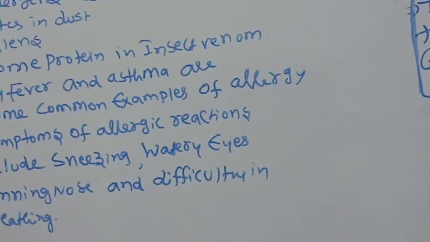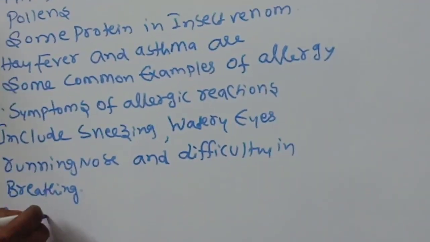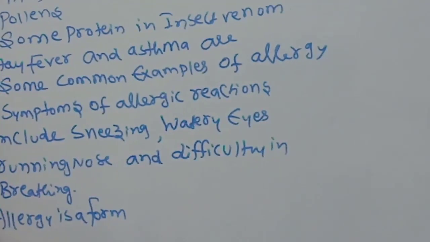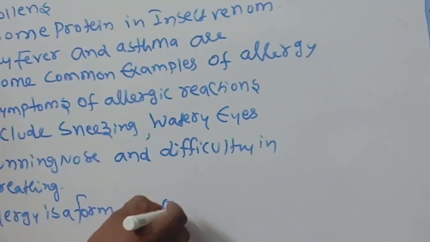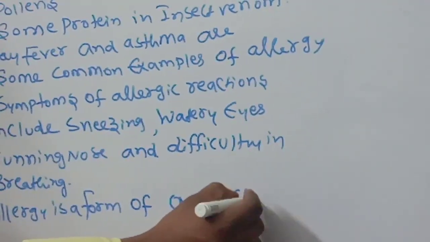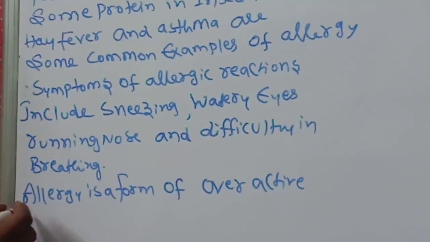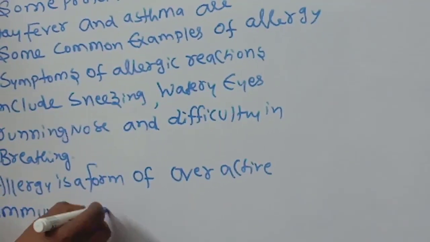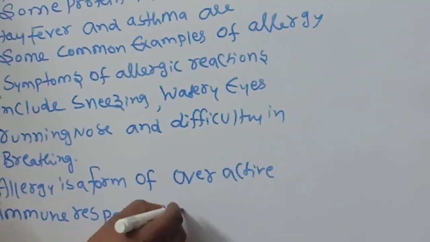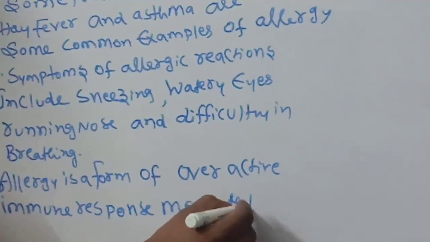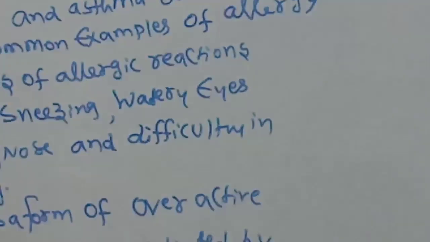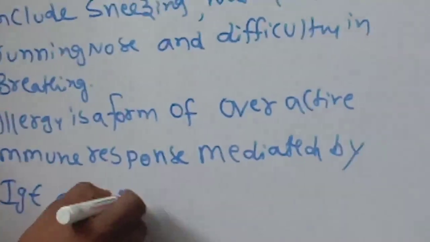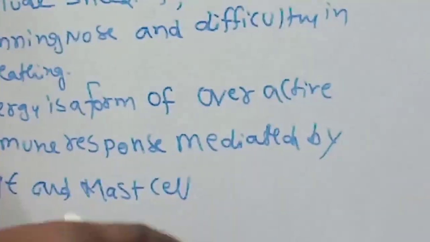This is important. Allergy is a form of overactive immune response mediated by which one? Most important, IgE and mast cells. Special cells are there, mast cells.